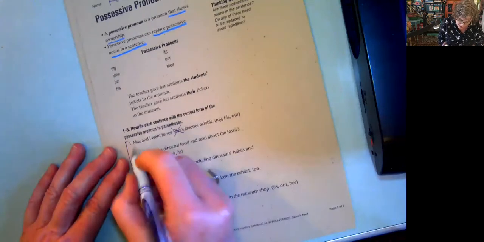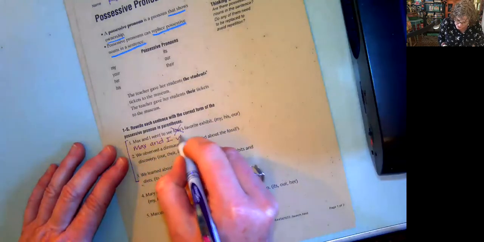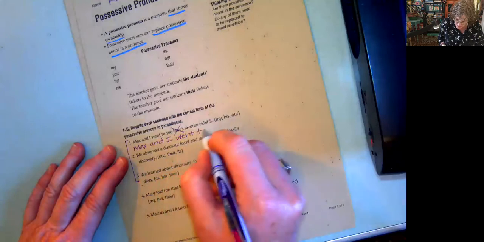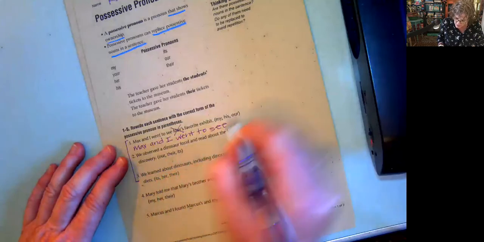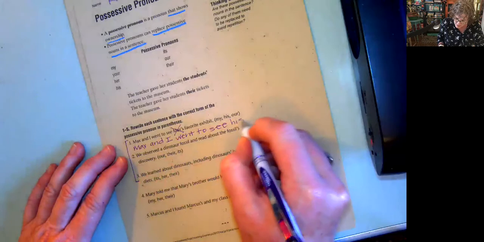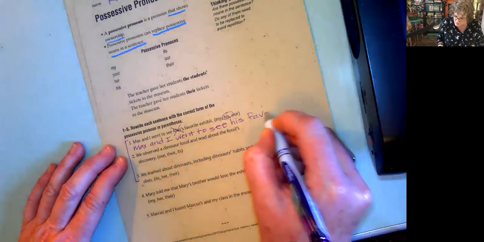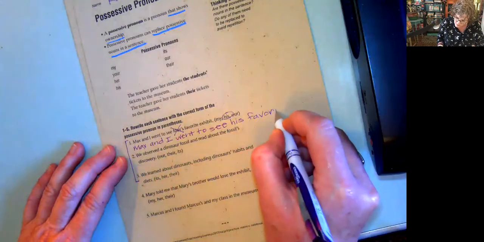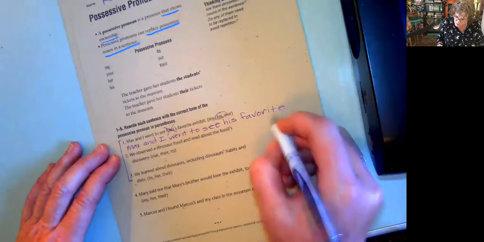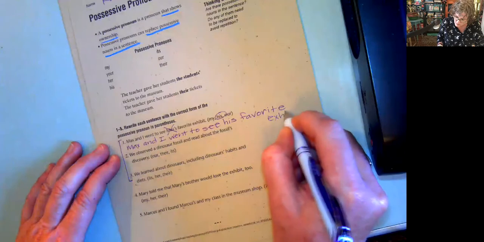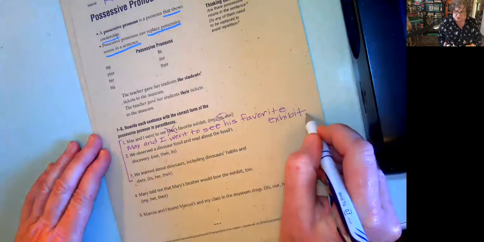So we're going to rewrite each sentence. Max and I went to see his favorite exhibit. Okay, and we have a period at the end.